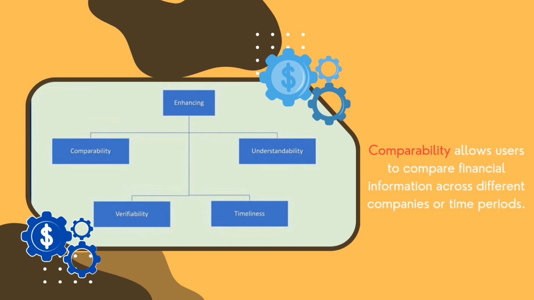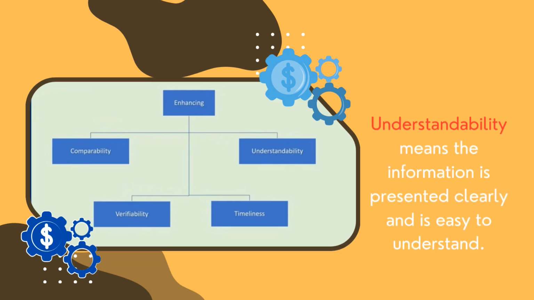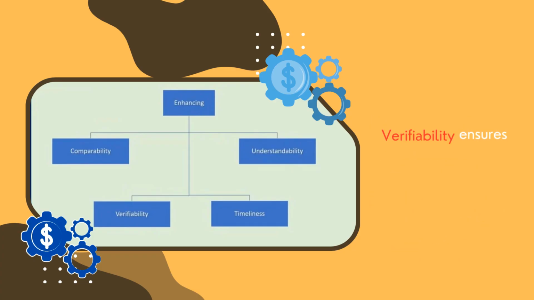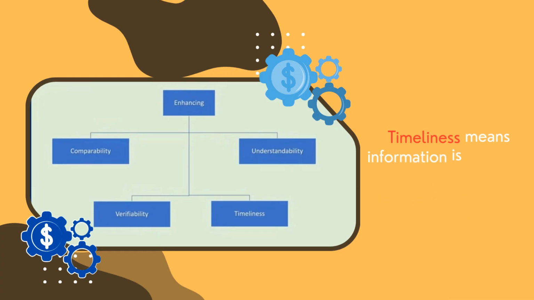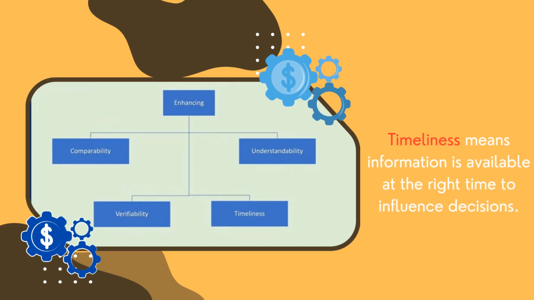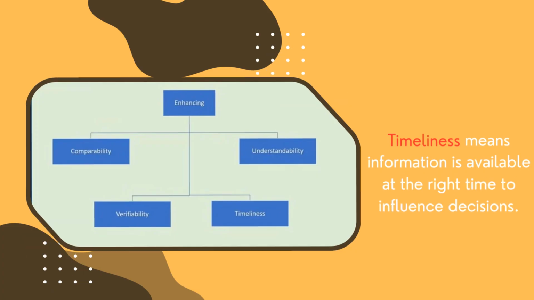Comparability allows users to compare financial information across different companies or time periods. Understandability means the information is presented clearly and is easy to understand. Verifiability ensures that different users can reach the same conclusions using the same information. Timeliness means information is available at the right time to influence decisions.